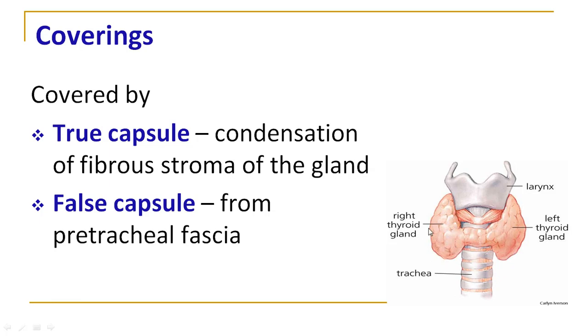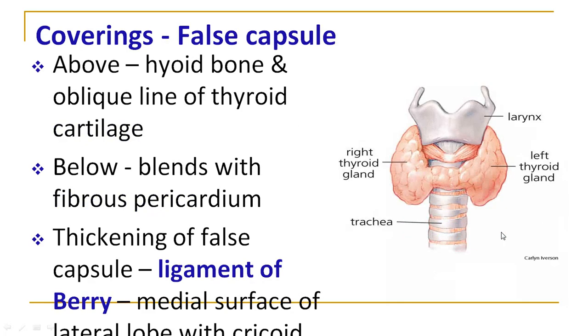Now what is this false capsule? It is actually like a shirt. It is not actually attached to our body, but it is enclosing our body. Like that, there will be one fascia like a curtain in front of the trachea. We call it the pretracheal fascia. This pretracheal fascia superiorly is attached to one bone called the hyoid bone and the oblique line of thyroid cartilage. That is the superior extent.